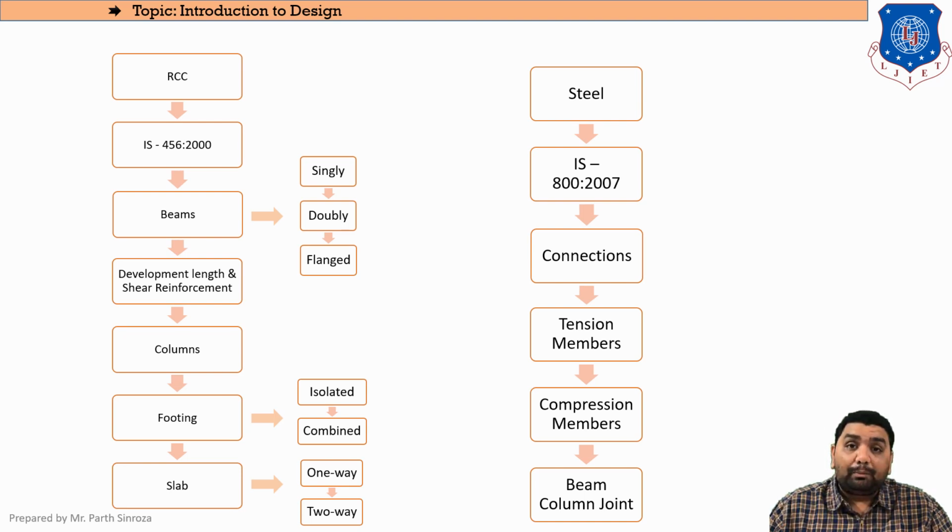The topics that we'll be covering in IS 800-2007 are connections, then tension members, then compression members, and lastly beam column joints. These are the structural members made of steel that we will be designing later on. Connections are again divided into two parts: bolted connections and welded connections. So this is the overview of the entire syllabus of Design of Structures that we will be discussing in this series.